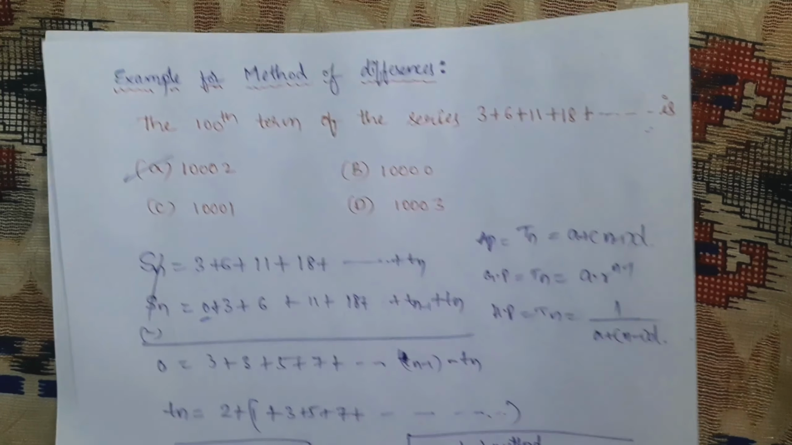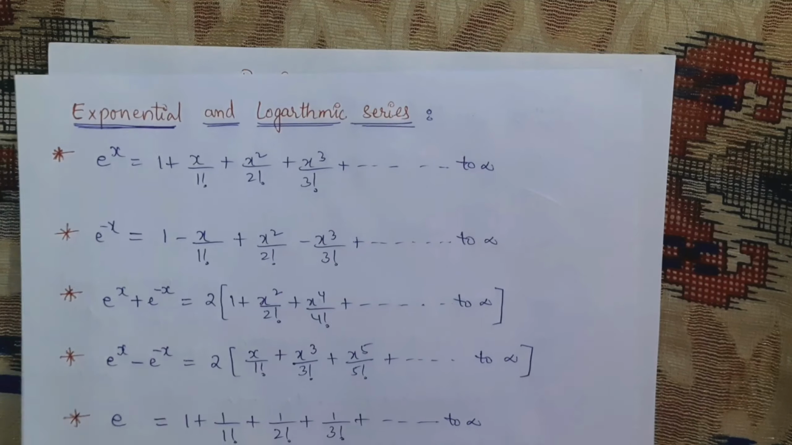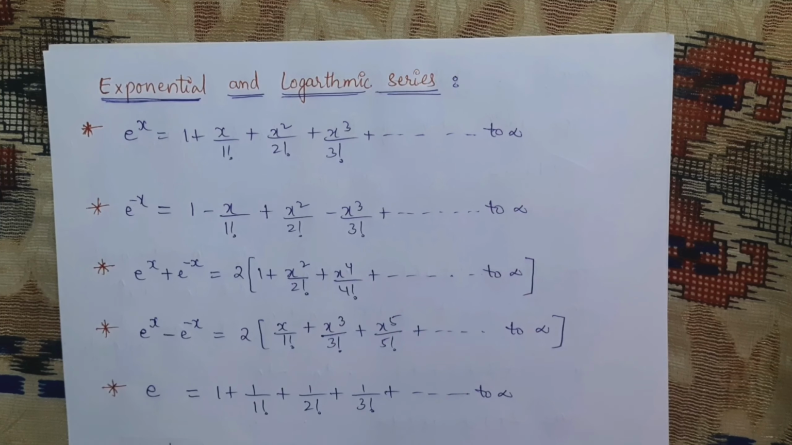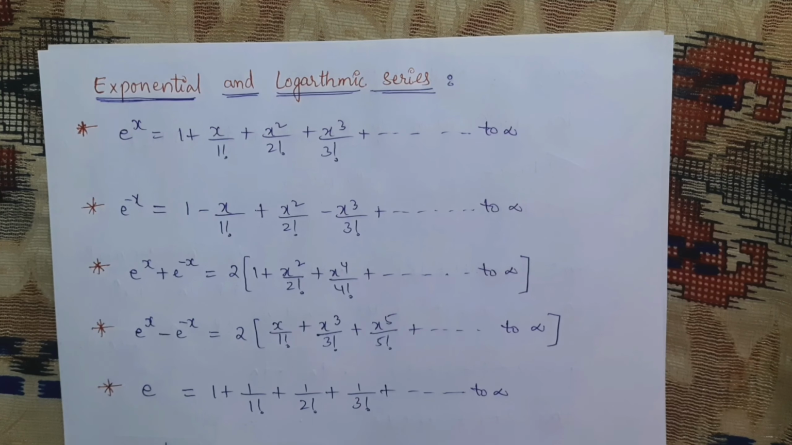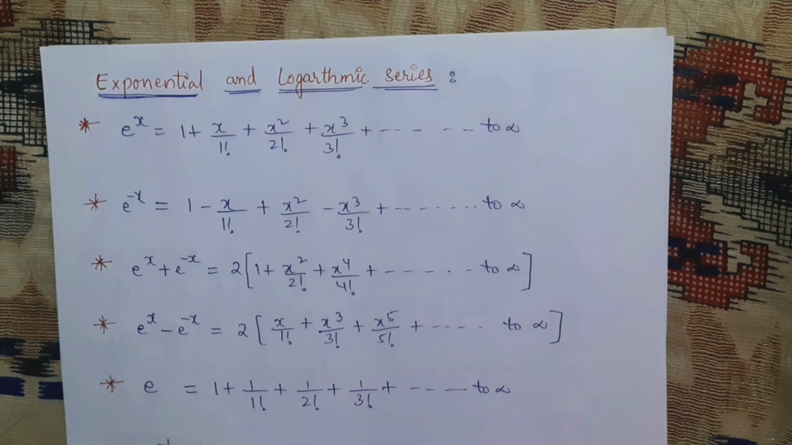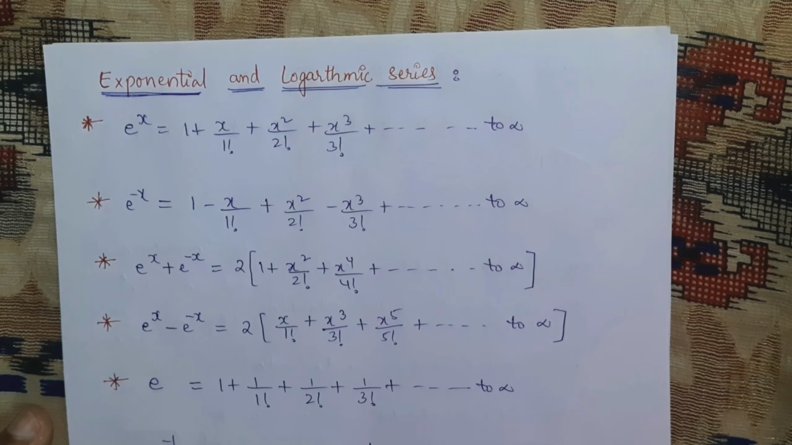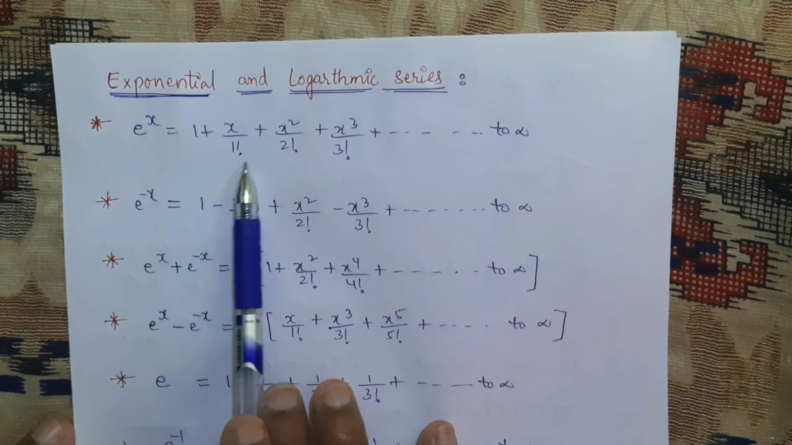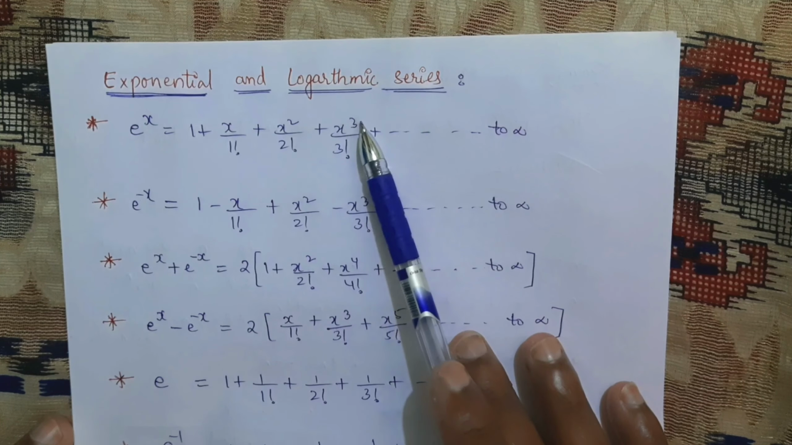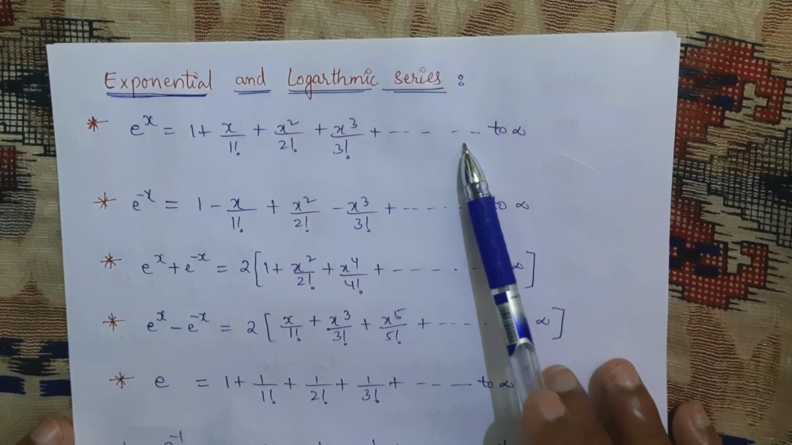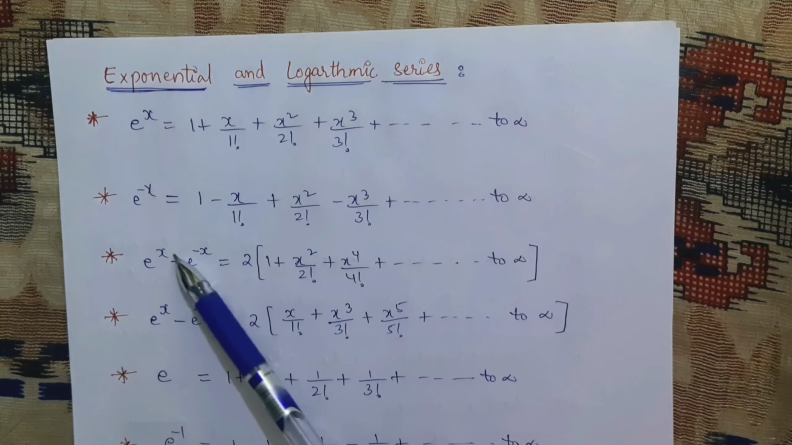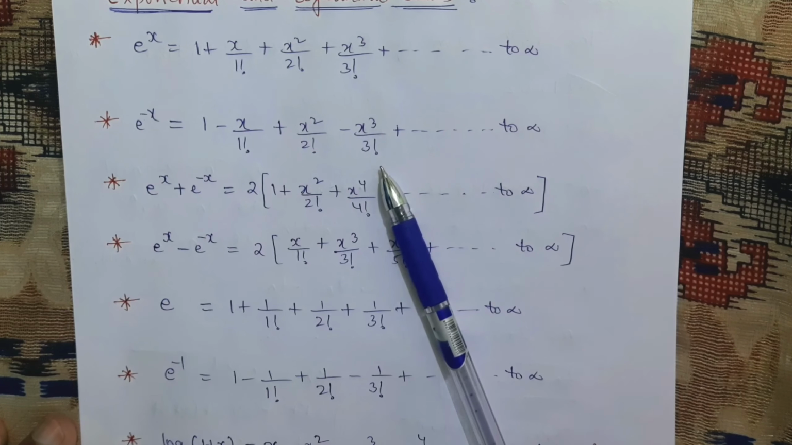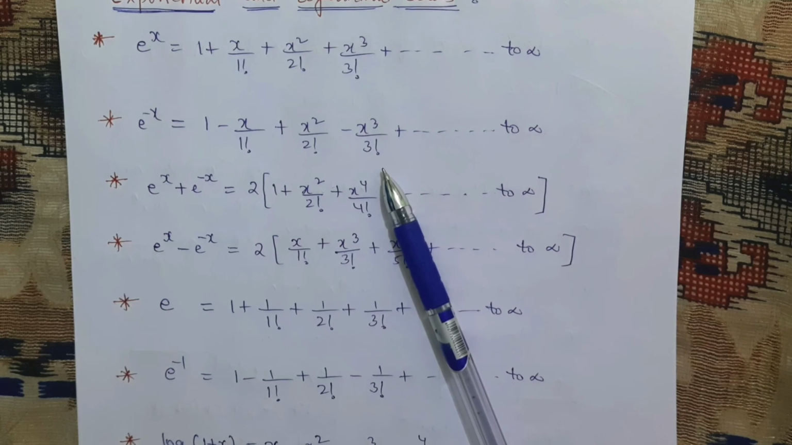Okay. Next we will go to the next concept, which is most important for competitive examinations, that is exponential and logarithmic series. You need to remember these, guys. The formula for e power x is 1 plus x by 1 factorial plus x square by 2 factorial plus x cube by 3 factorial plus so on to infinity. Then e power minus x is 1 minus x by 1 factorial plus x square by 2 factorial minus x cube by 3 factorial plus so on to infinity.